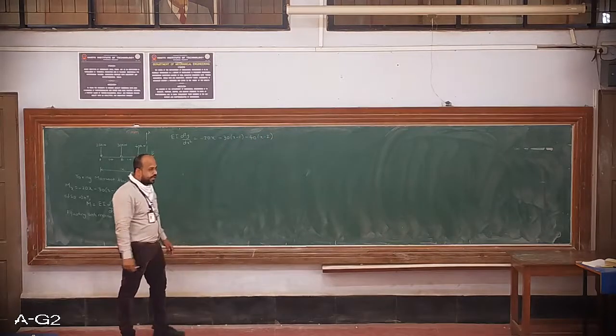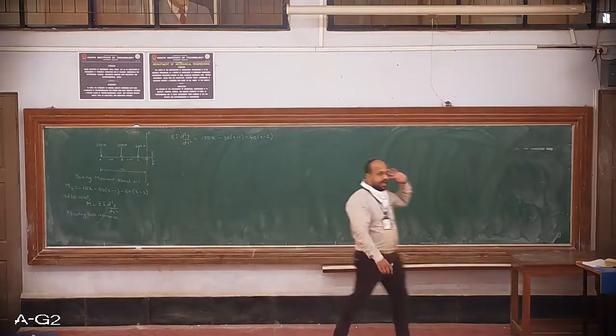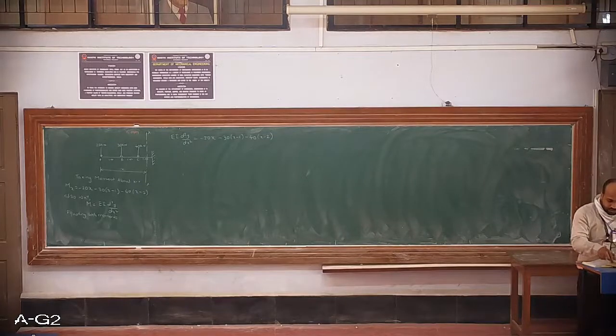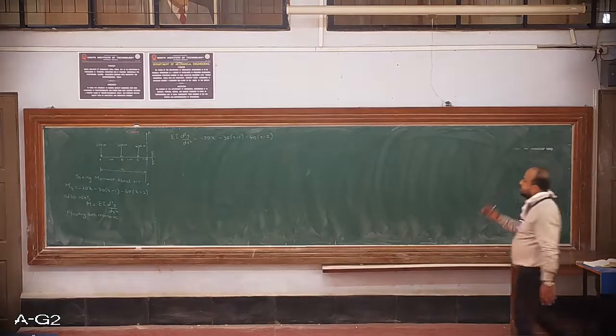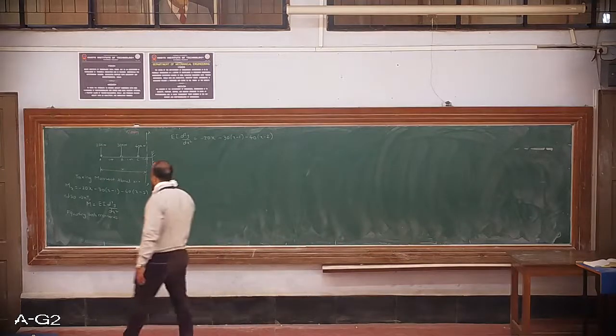See here, I have taken the 20, 30, 40 in kilonewton only, and the distances are also taken in meters, so as it is. So I'll just cross-check: EI d square y by dx square is equal to minus 20 into x minus 30 into x minus 1 minus 40 into x minus 2. Okay. Now next, the same procedure as we did in the derivation, we need to repeat.